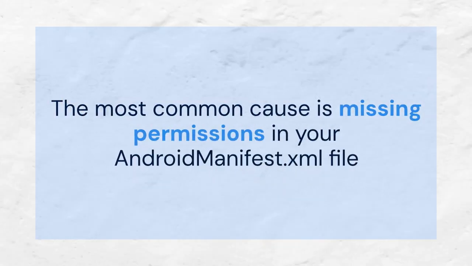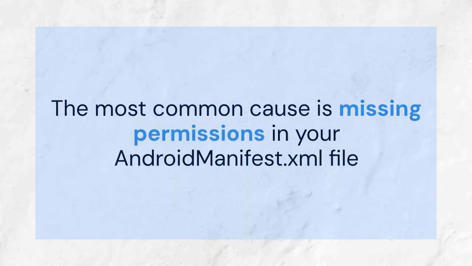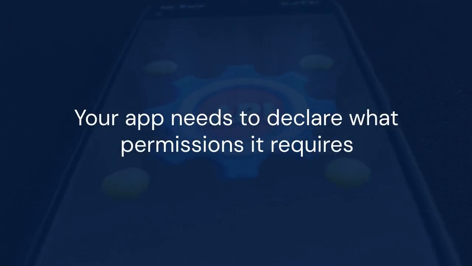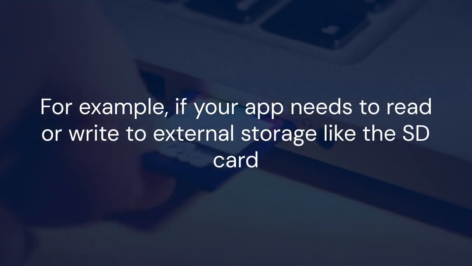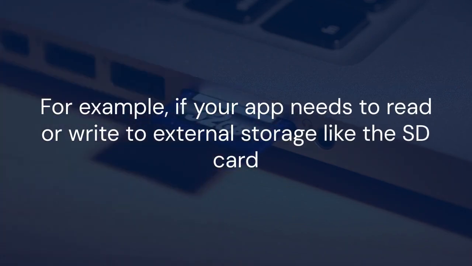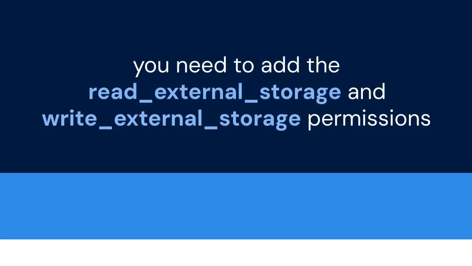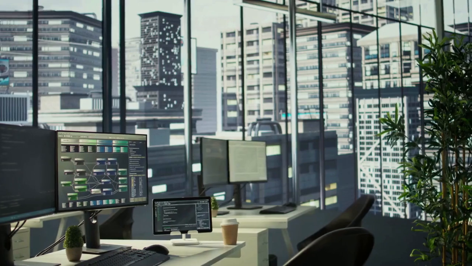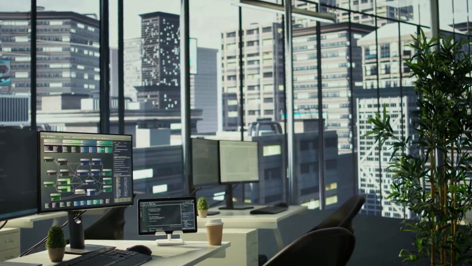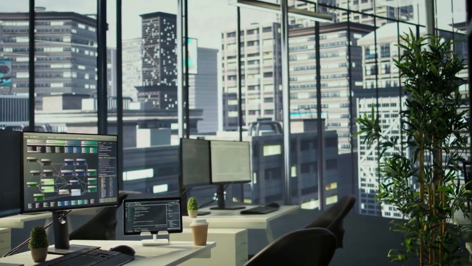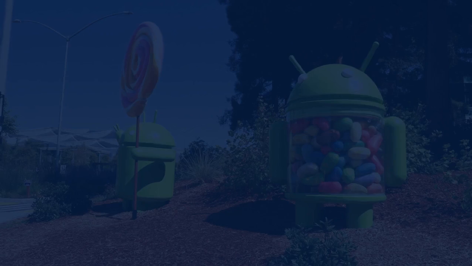The most common cause is missing permissions in your AndroidManifest.xml file. Your app needs to declare what permissions it requires. For example, if your app needs to read or write to external storage, like the SD card, you need to add the READ_EXTERNAL_STORAGE and WRITE_EXTERNAL_STORAGE permissions. Ensure you've added these inside the manifest tag but outside the application tag in your AndroidManifest.xml.